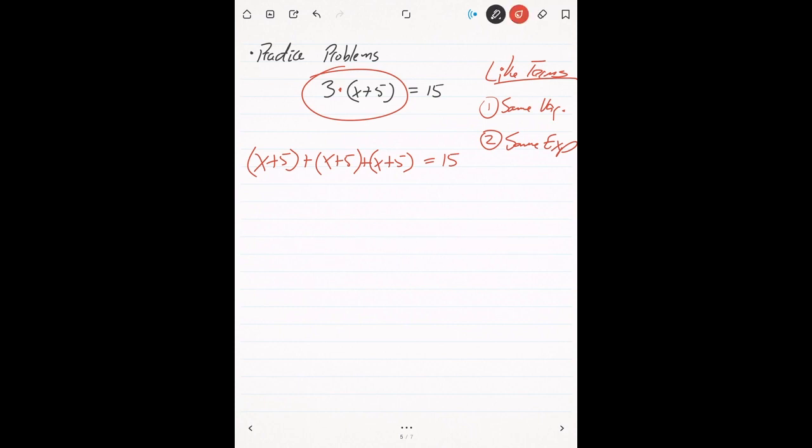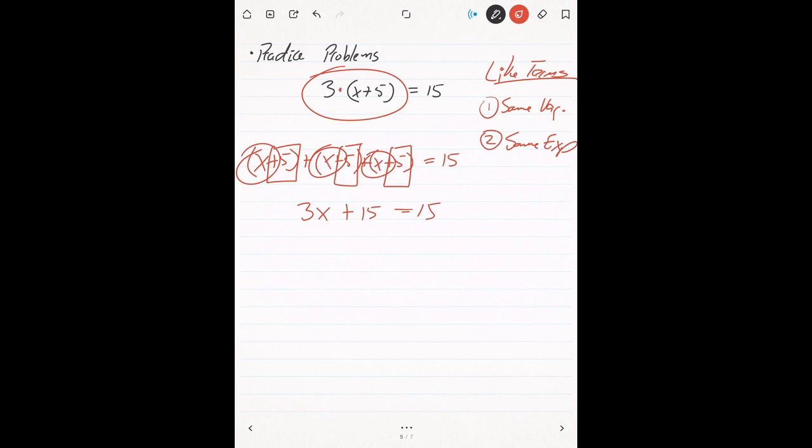Okay. Well, let's try to combine the like terms here. I have an x, another x, and a third x. So I have 3 x's. And then I also have the number 5 3 times. So 5 plus 5 plus 5 is 15.